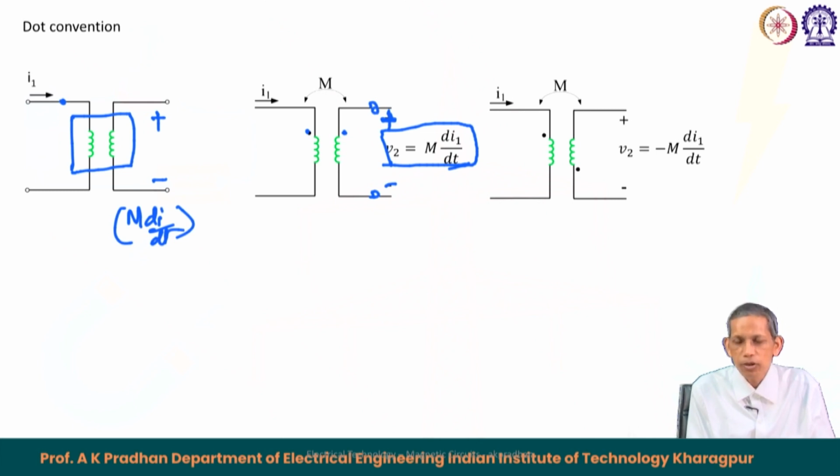However, if it happens to be the other way, if the current is entering the first terminal, that is the dotted terminal, and the measurement is plus and minus, then the corresponding V2 is equal to minus M dI/dt. It means that the dotted terminal will be positive at any instant of time if the corresponding current is entering a dotted terminal in the first coil.